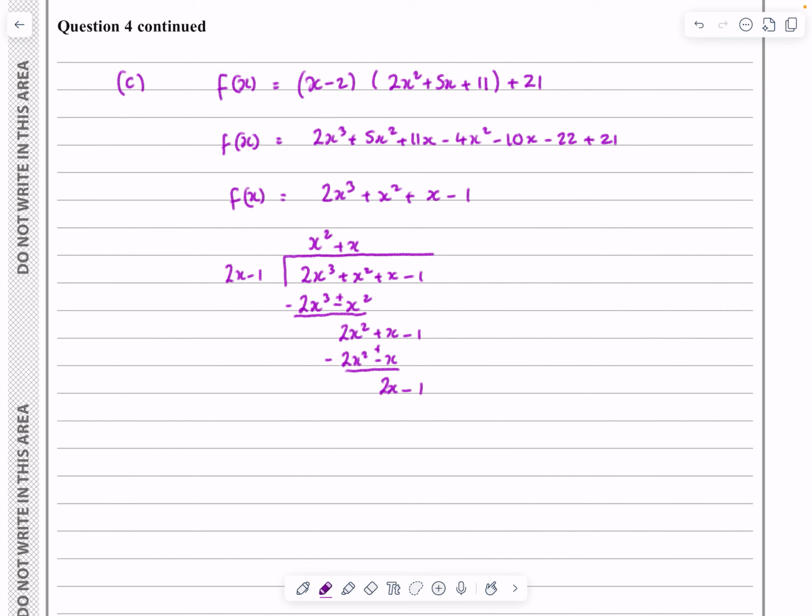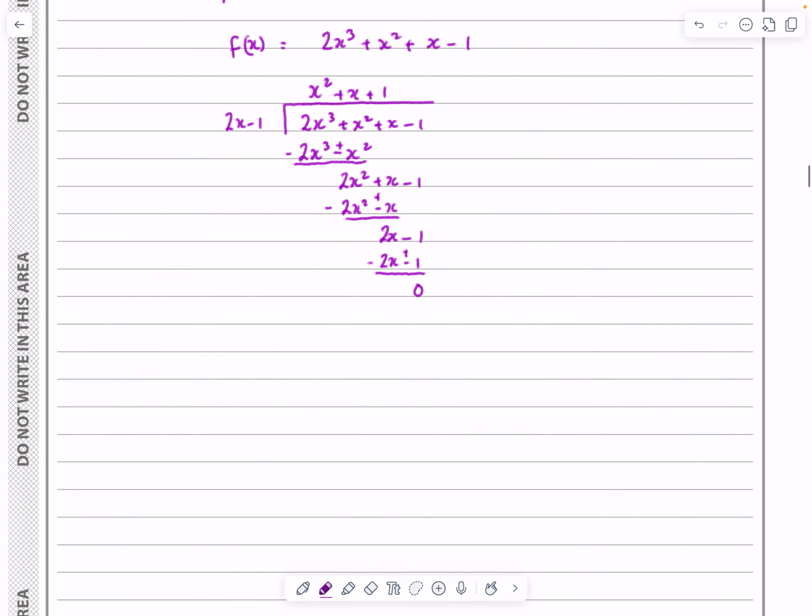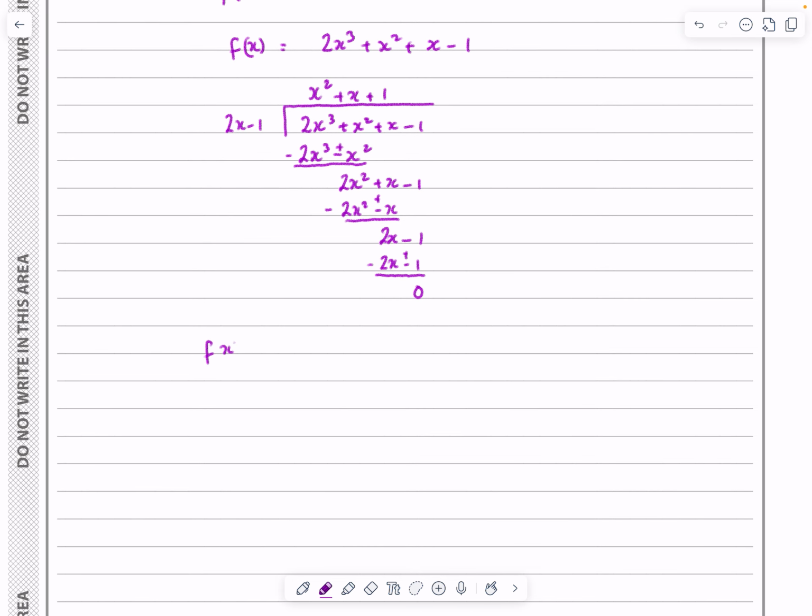How many times does 2x go into 2x? It goes in once, and when I multiply that and subtract it, I end up with 0 as my remainder, which I wanted because it told me that it was a factor. So I can now say that f(x) is actually given by 2x minus 1 multiplied by that quotient up there, multiplied by x squared plus x plus 1. Okay, this multiplied by that is now my function.